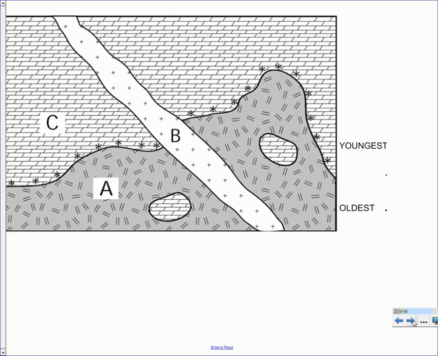Stop it! Stop! Let me ask you a question. What's A? An intrusion. A is not sedimentary rock because sedimentary rock lays as layers. That's not sedimentary rock. So what was first? C. C is the sedimentary rock.